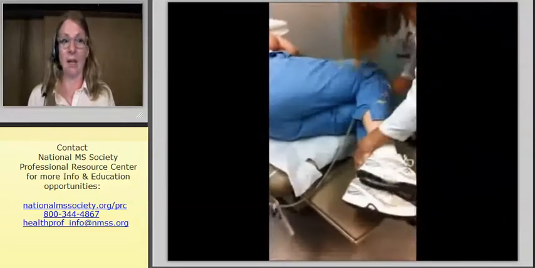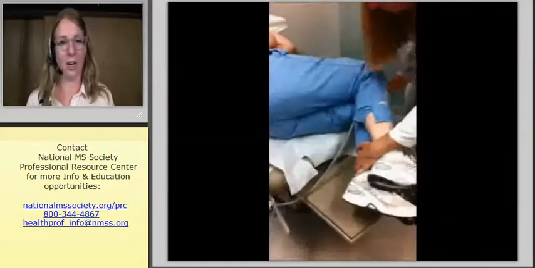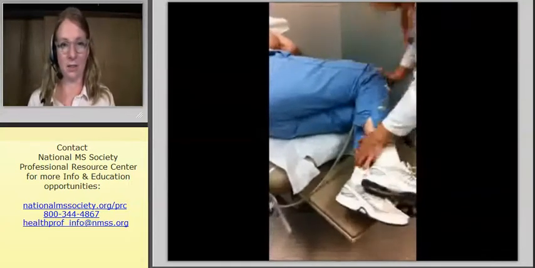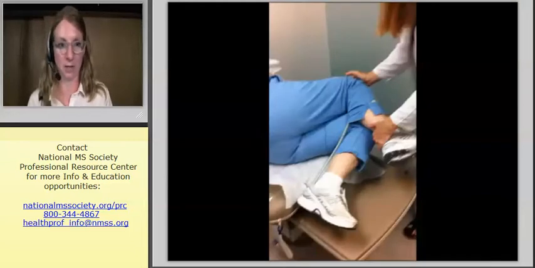So yeah, transfers are really hard. ADLs are really hard for her. This is just spasticity to the point that she's pretty much not functional. The good news at this point is she was free from skin breakdown.